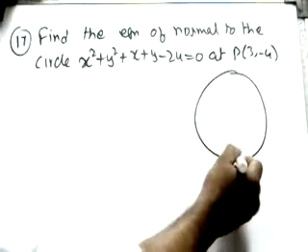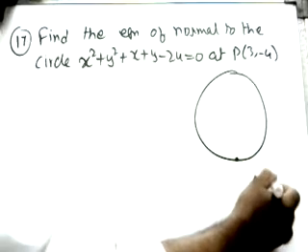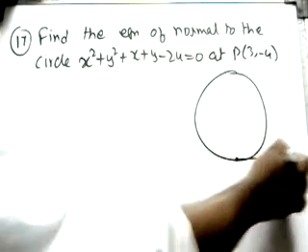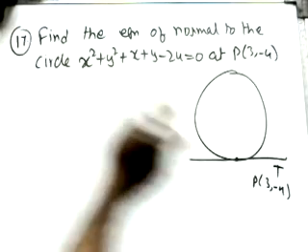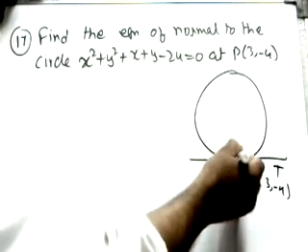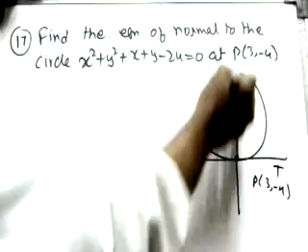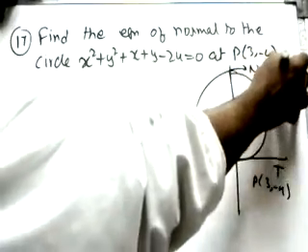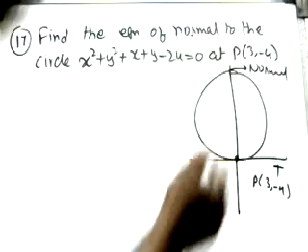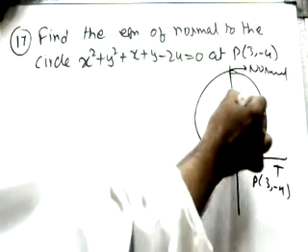Find the equation of normal to the circle at the point. Suppose there is a point 3 comma minus 4. Suppose this is the tangent here. So we want the equation of normal at this point. The line perpendicular to tangent is normal. So how can we find the equation of normal?